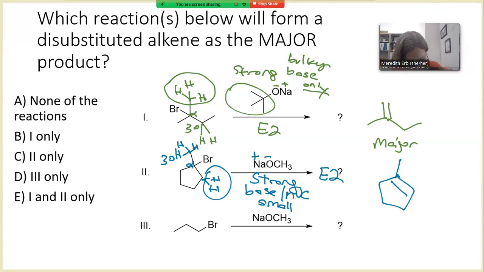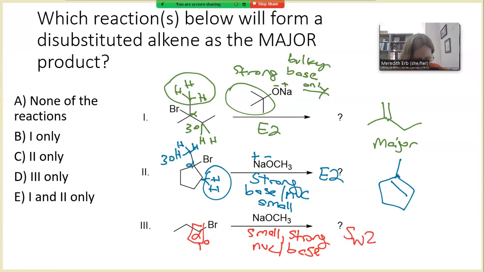In reaction number 3, we have a primary substrate and the same small, strong nucleophile and base that we saw in reaction 2. In this instance, because we have a primary alpha carbon and no steric hindrance on the beta position, we are going to favor SN2 instead. So the SN2 will be major, and that will give us a product that looks like this, an ether.